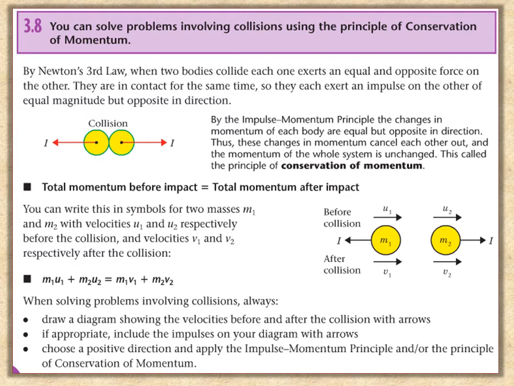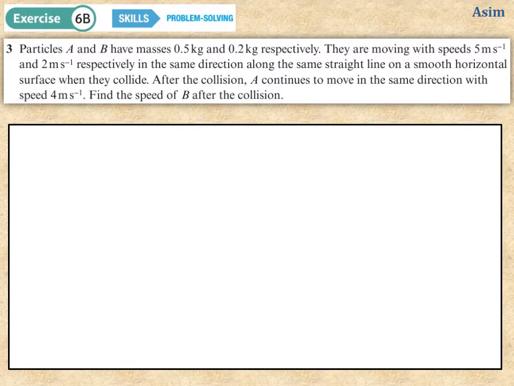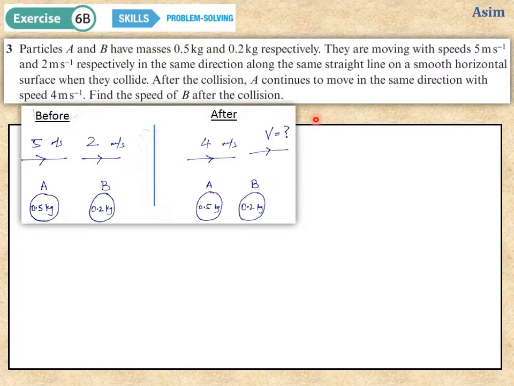Let us take an example. Particles A and B have masses 0.5 kg and 0.2 kg respectively. They are moving with speeds 5 and 2 respectively in the same direction. I'll draw a scenario here first. So this is what is happening before collision. This is my way of doing it: I just draw a line and draw the situation before collision this side and after collision this side.